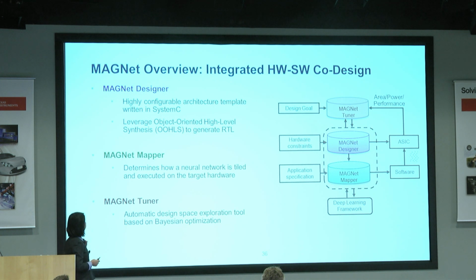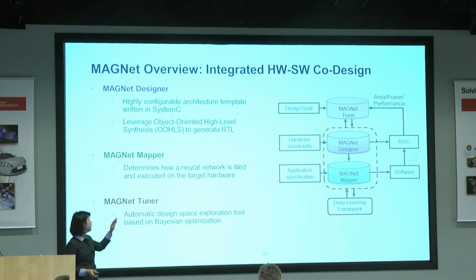The second part is MAGNet Mapper. This is more related to the tiling complexity that I mentioned earlier: how a particular deep learning network or layer is mapped to the hardware, to understand the complexity in the tiling space. And finally is MAGNet Tuner. We mentioned the importance of understanding the power, performance, and area implications of hardware design, and MAGNet Tuner enables us to do automatic design space optimization, leveraging a Bayesian-based approach.